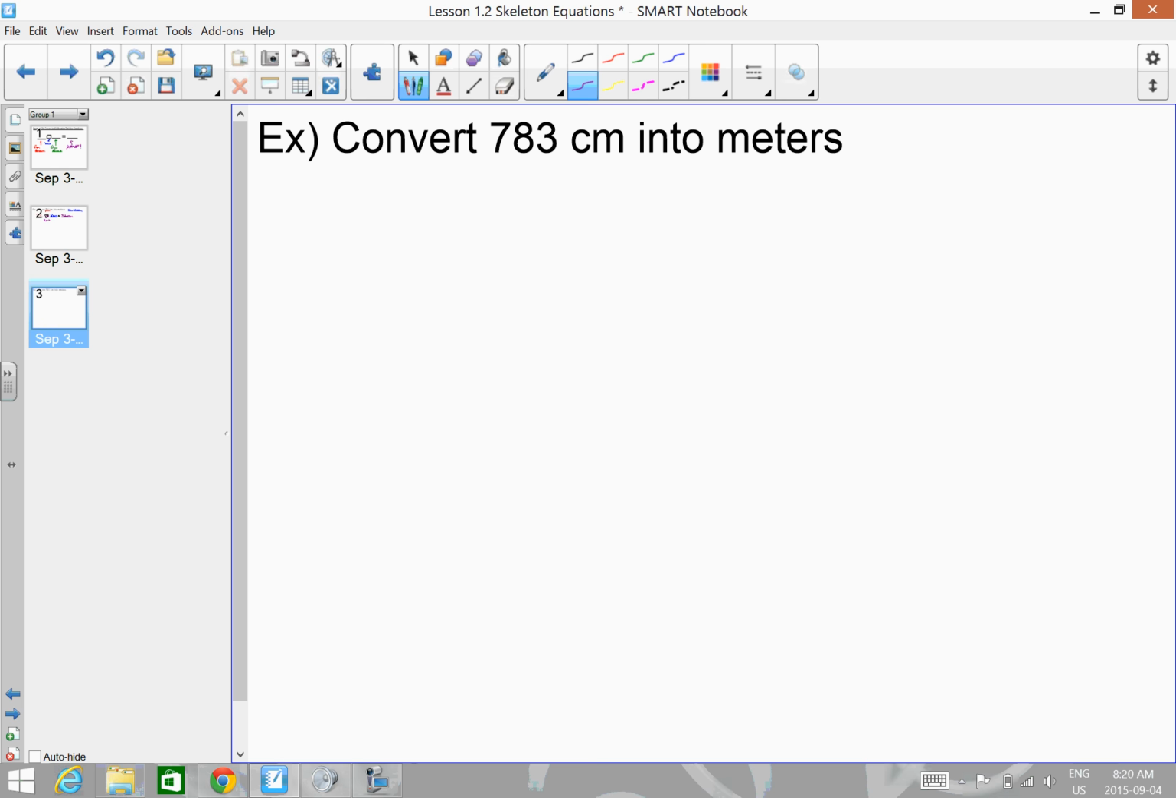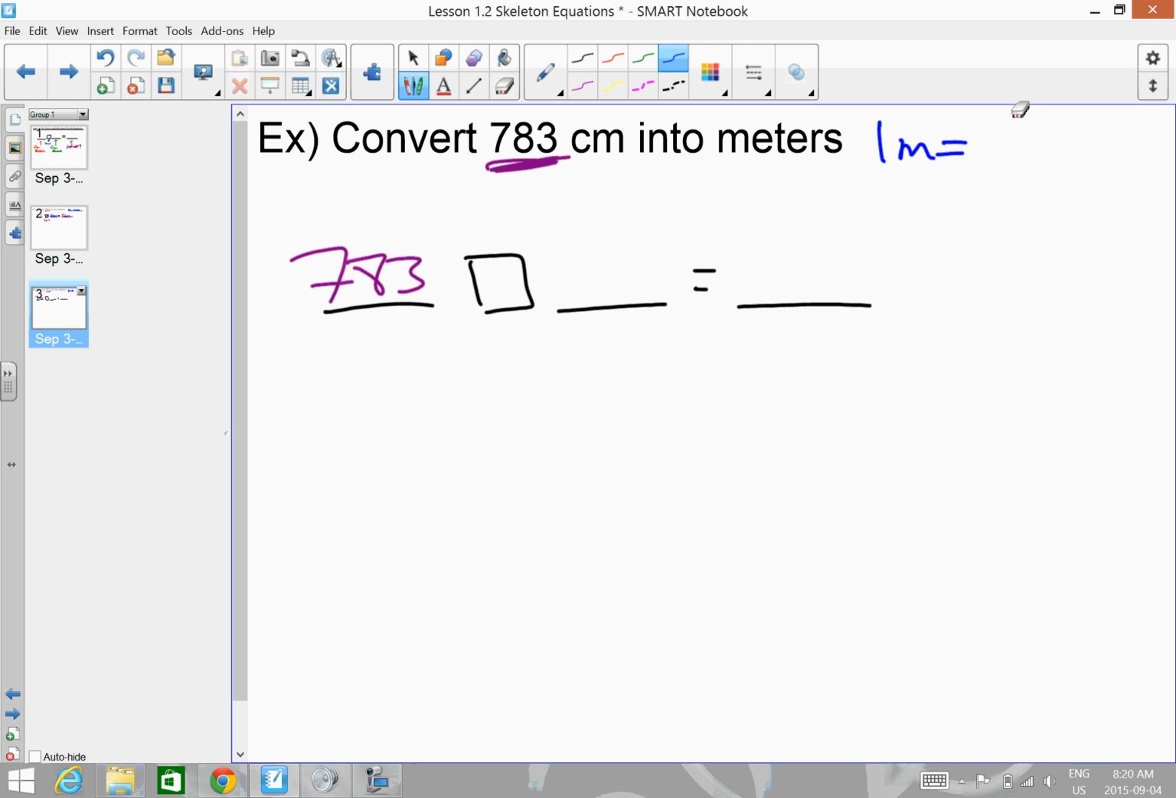Convert 783 centimeters into meters. So we set up our skeleton equation again. And let's fill in the blanks. Our first number from the question, that goes in our first blank. The second one is from our formula sheet. So if we look at our formula sheet, or if you have it memorized, 1 meter equals 100 centimeters. So we don't put the 1, we're going to put the 100.